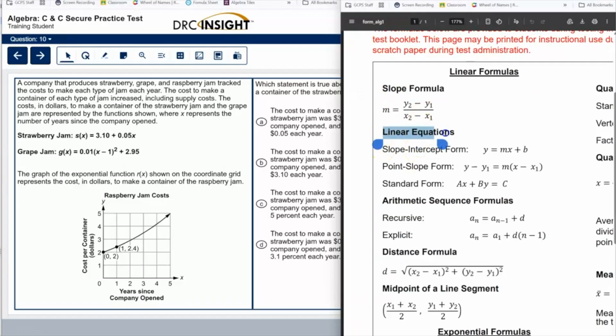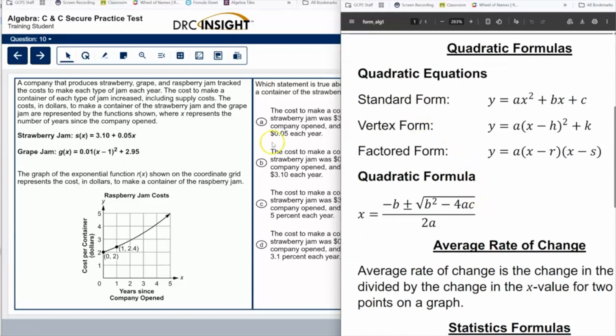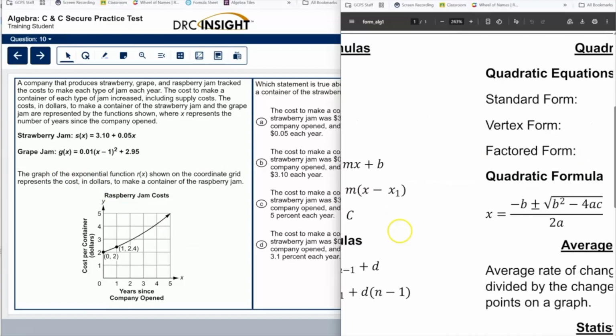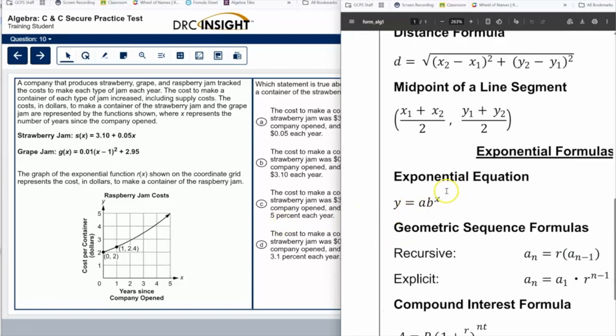So you can look at what linear looks like, y equals mx plus b. You can look at what quadratic looks like. There's three forms, but the form that they have here is vertex. One parentheses is vertex, no parentheses with a squared is standard, and two parentheses is factored. And then, of course, exponential is right there, a times b to the power of x. All right, so now you know what the three equations look like.